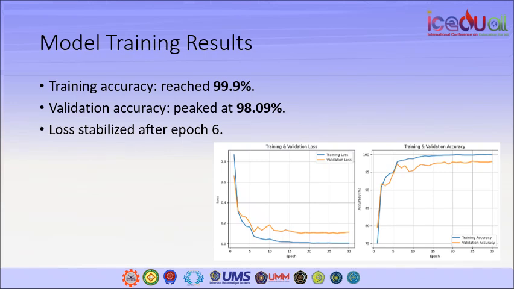During training, the ResNet 18 model learned very quickly. Training accuracy reached almost 100%, while validation accuracy stabilized at around 98%. The loss curve also shows stable convergence, which indicates that the model was not overfitting and generalized well to unseen data.